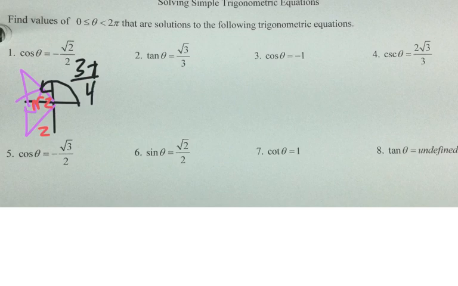And then the same question: how much do I rotate to get a 45 degree reference angle in the third quadrant? 5 pi over 4. And so those are the two solutions: 3 pi over 4 and 5 pi over 4.